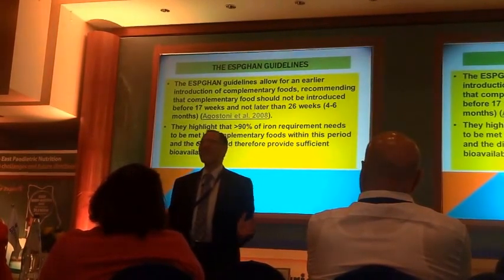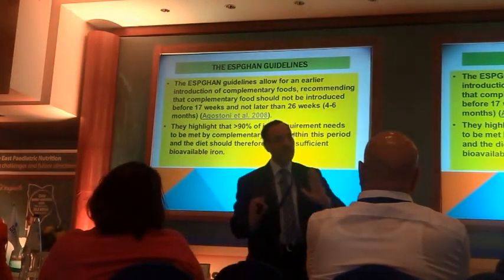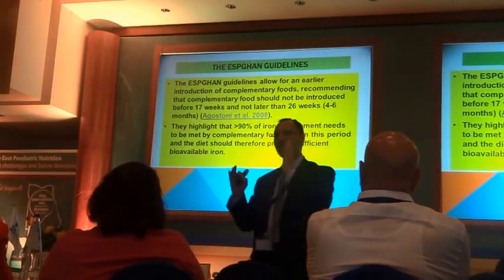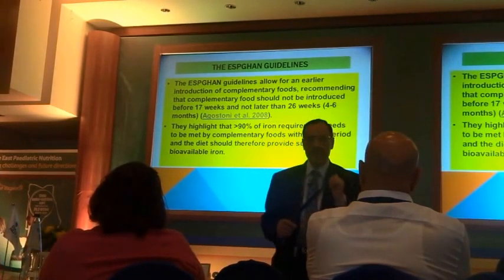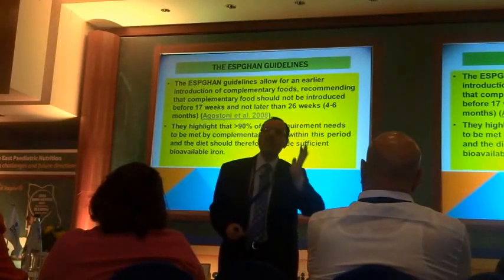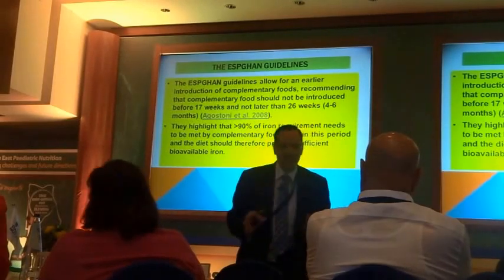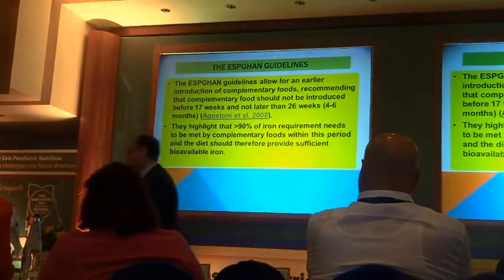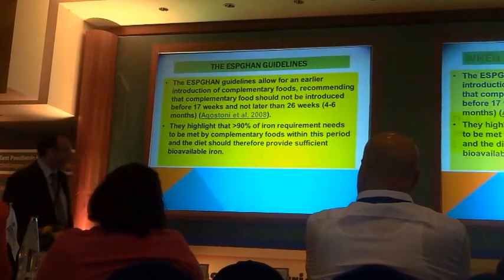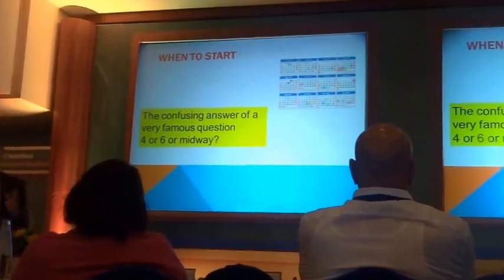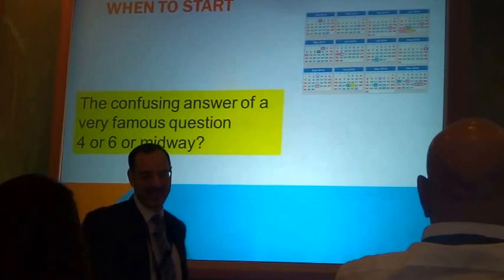In all countries, people are adopting the policies of WHO that breast milk exclusively should be given up to the age of 6 months. And much literature discussed the differences between 4 and 6 month exclusive breastfeeding. In fact, this area is very problematic, and we will see the confusing answer of 4 or 6 or midway in between.